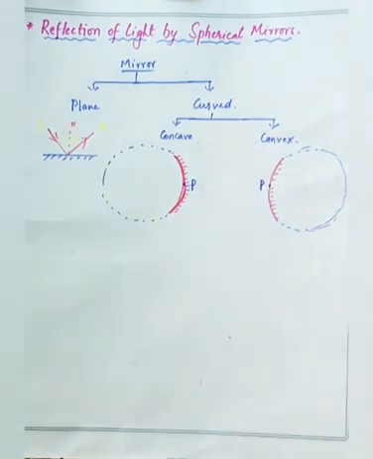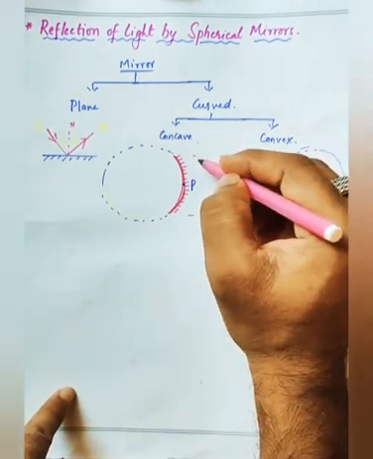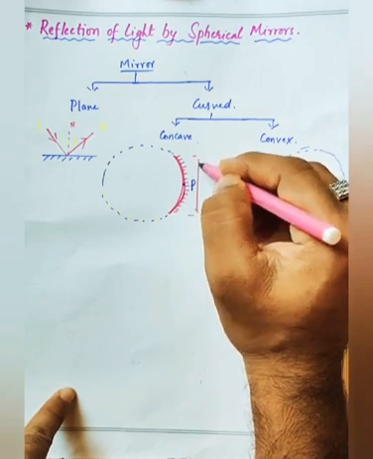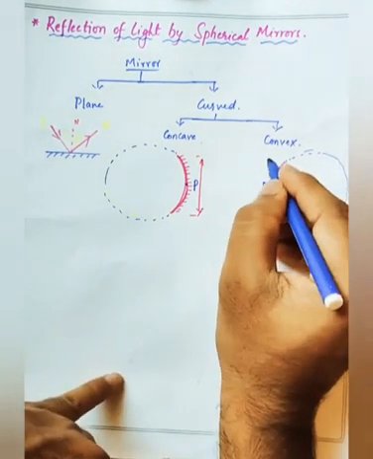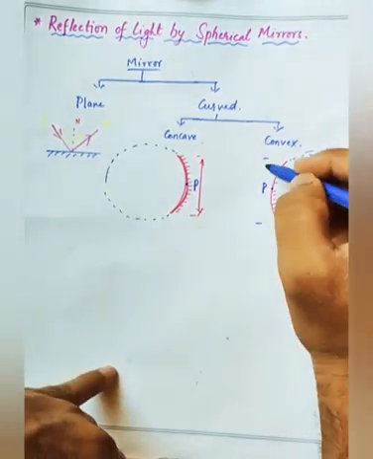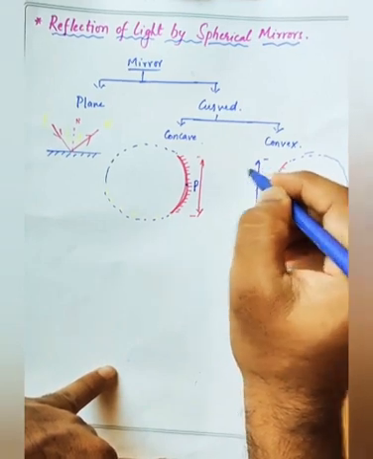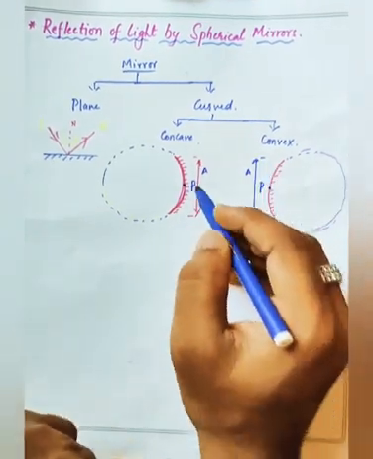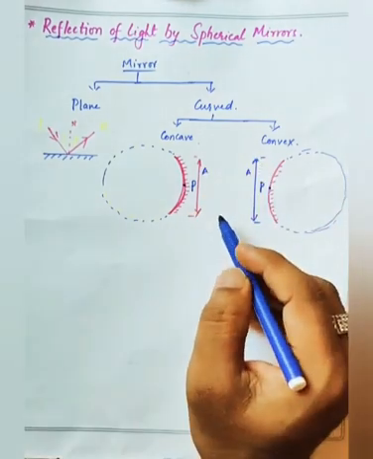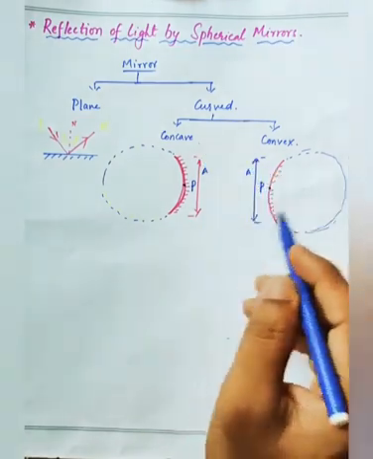Then what is aperture? Aperture is the total area which is available for the reflection purpose. This particular part is nothing but the aperture. This point is the pole and this part is the aperture. You have to write the definitions. Later I am going to give the definitions in written form.